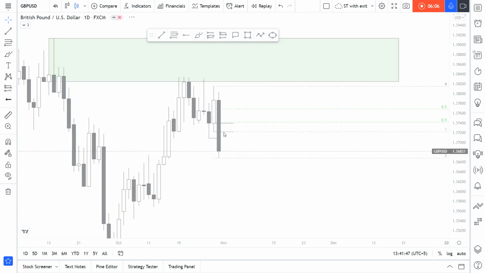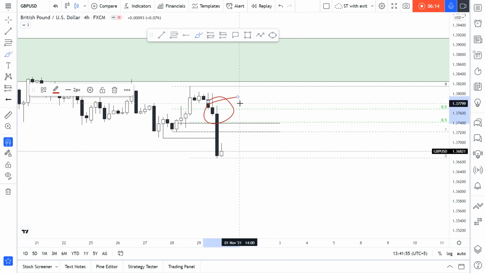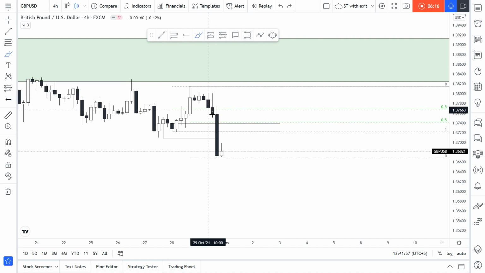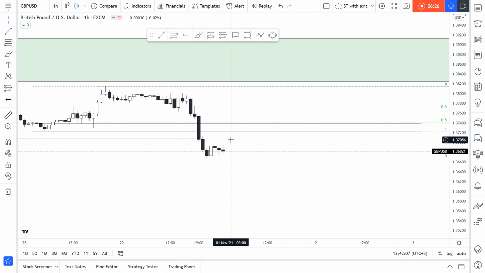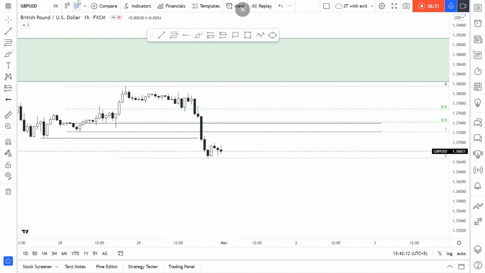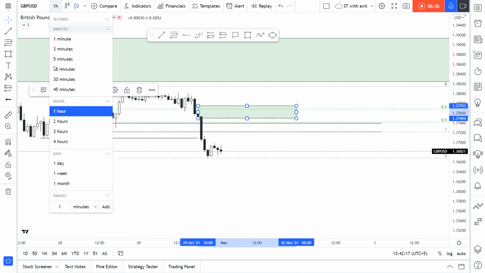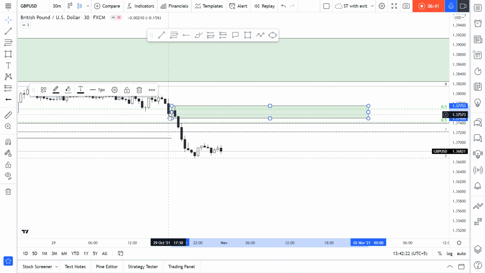Okay, let's look at the 4 hour. This zone is where we're looking for a sell. Maybe on the 1 hourly time frame we can see something there, maybe some imbalance, order block, etc. We have this candle, but it can be refined on 30 minutes, I guess. Let's look at the 30 minutes.